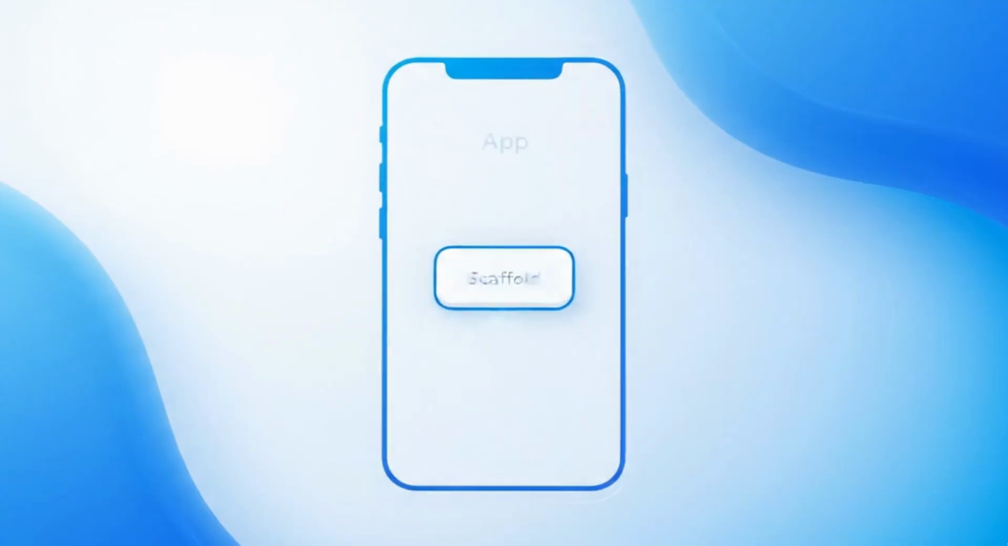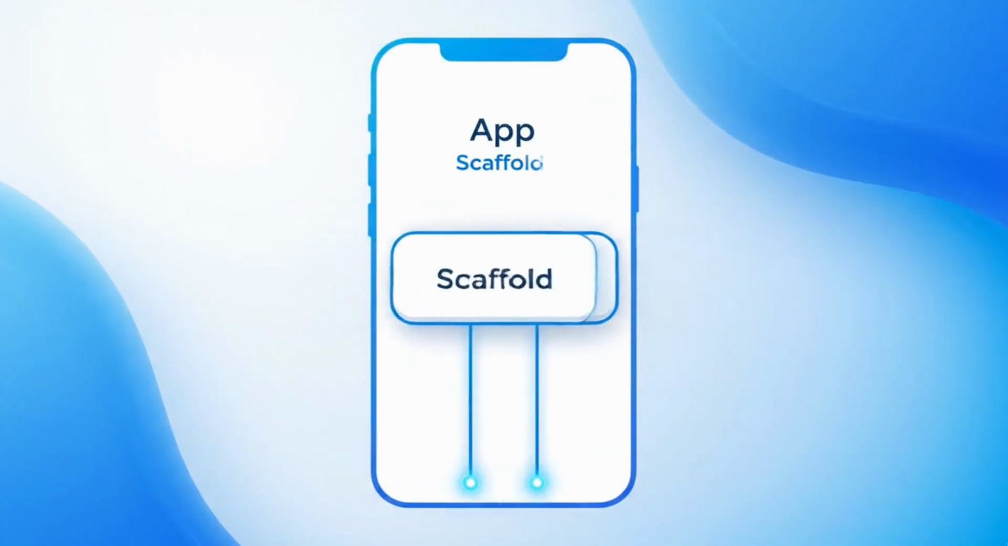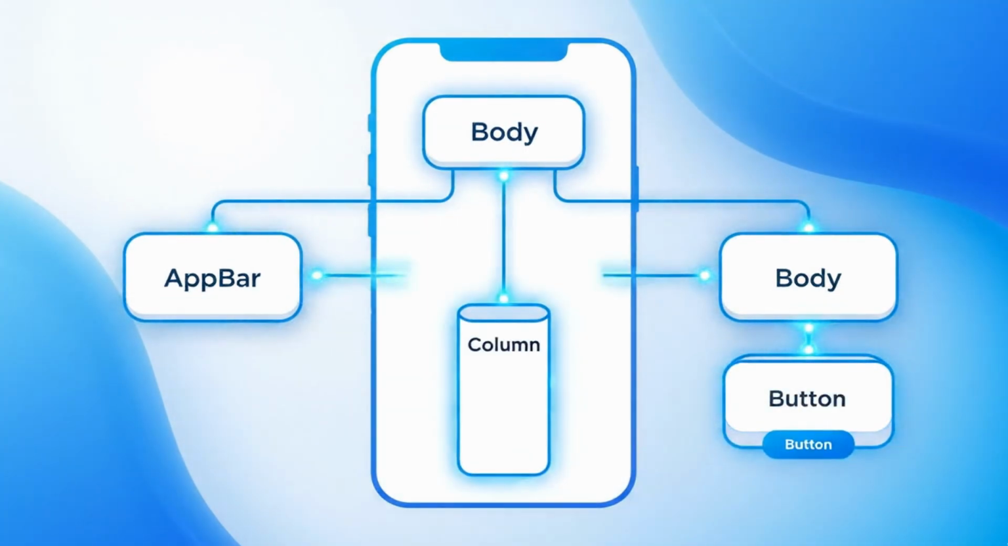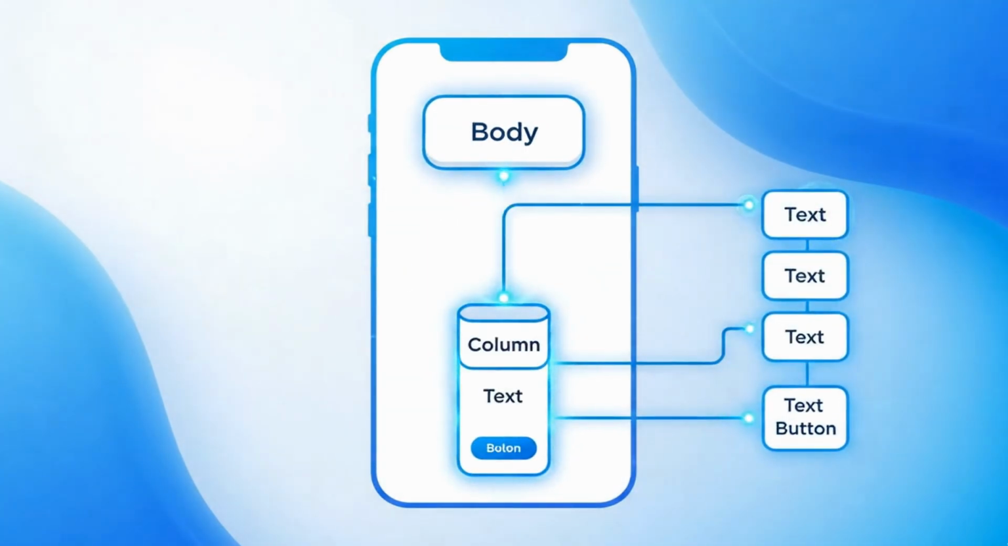The widget tree. Every Flutter UI is arranged in something called a widget tree. A widget can have children, and those children can have even more children.